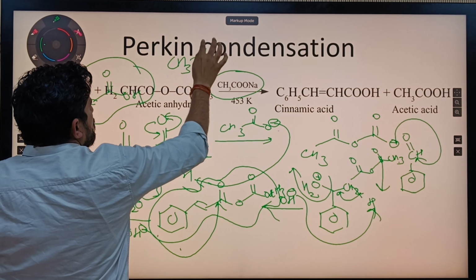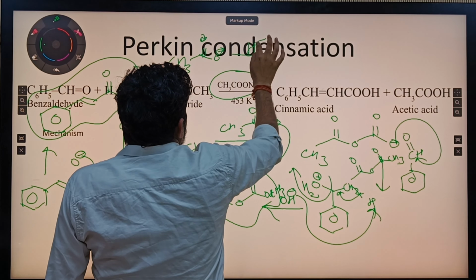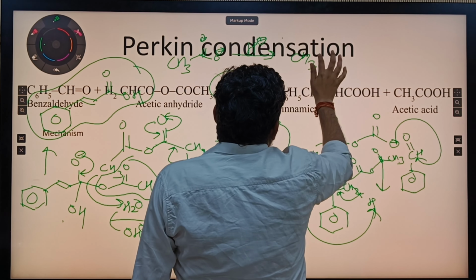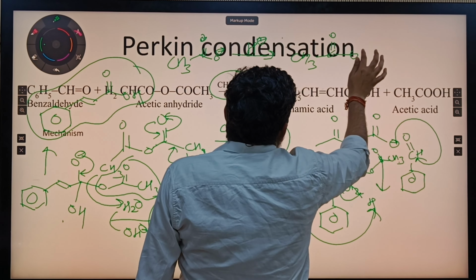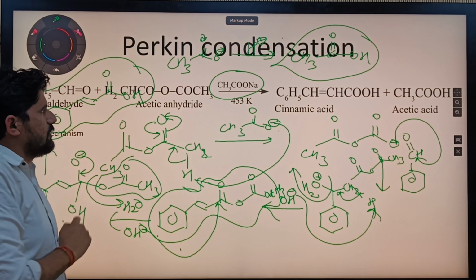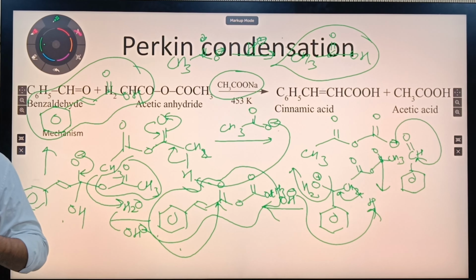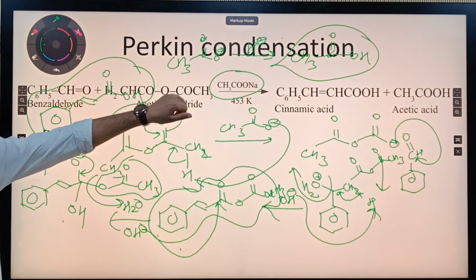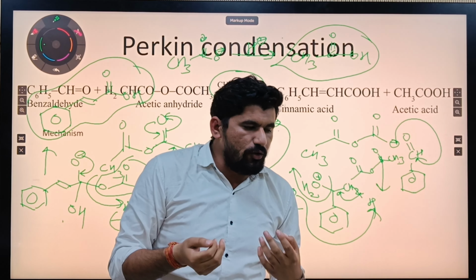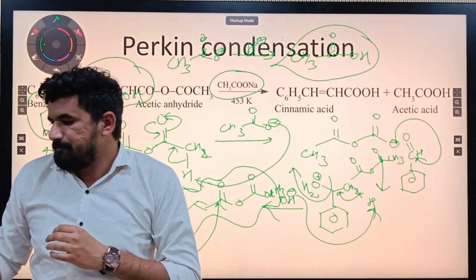Acetic acid like this. O negative will abstract the proton from the reaction, or you can say from the H2O molecule, and convert into acetic acid. This is the side product, and the alpha beta unsaturated acid is the product. So this is the mechanism of the Perkin condensation reaction. It is important for your competitive examination. So let's move further to another reaction.